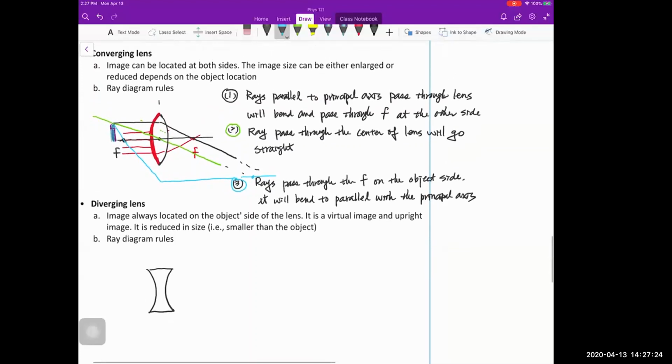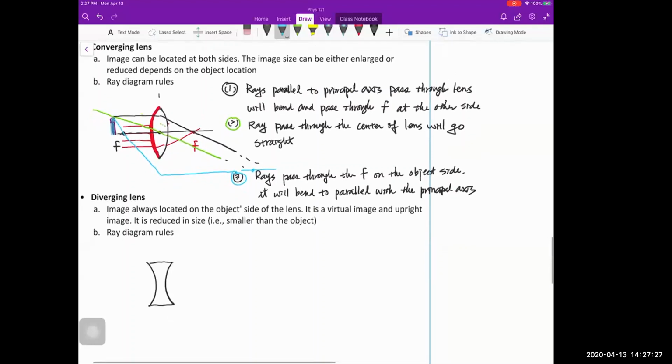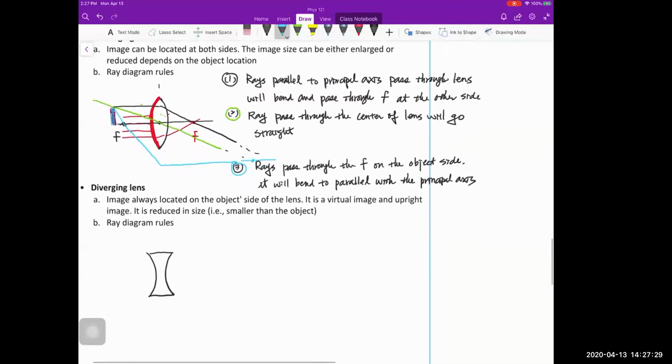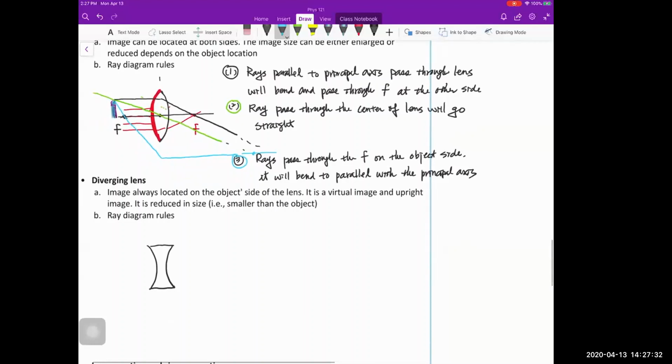We're talking about converging lens. Now, there is also a divergent lens. Divergent lens, you also use the same idea. You only need like two rays. You can use the first and the second. Follow above rules, then you find the location of the image.